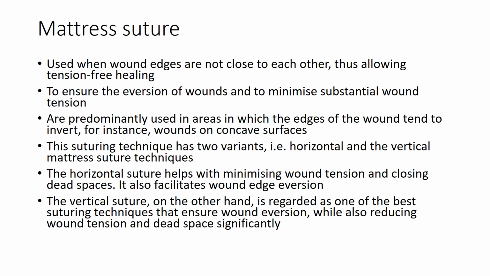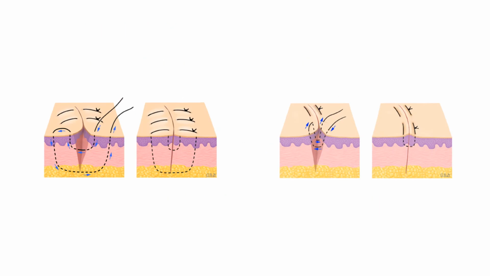The vertical suture, on the other hand, is regarded as one of the best suturing techniques that ensure wound eversion while also reducing wound tension and dead space significantly. Okay, so here we have an example of vertical mattress, another example of vertical mattress, and this is horizontal mattress. Okay, vertical mattress and horizontal mattress.